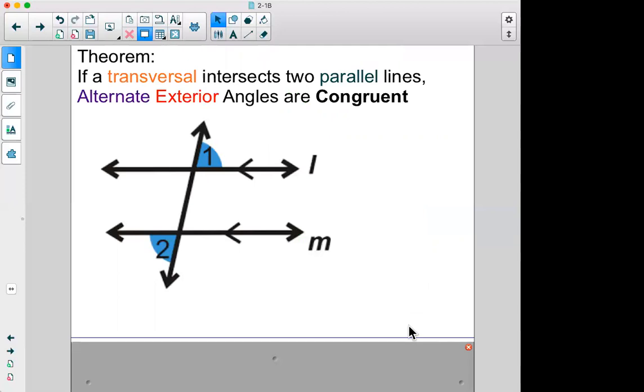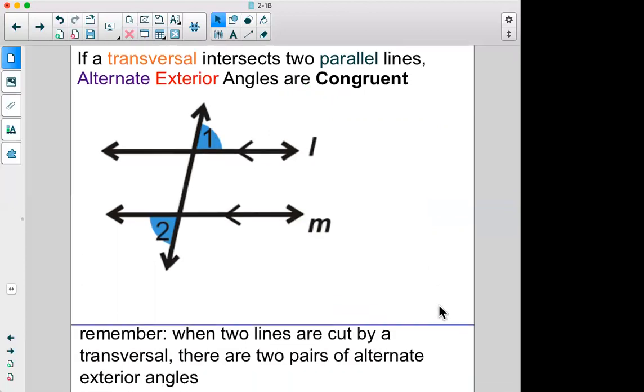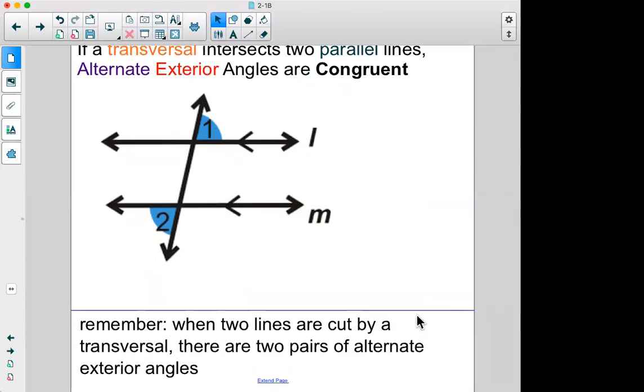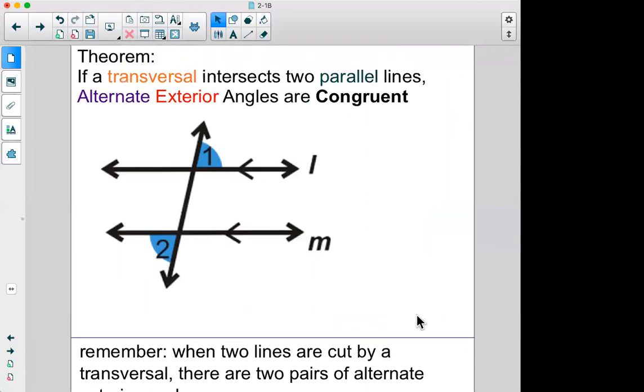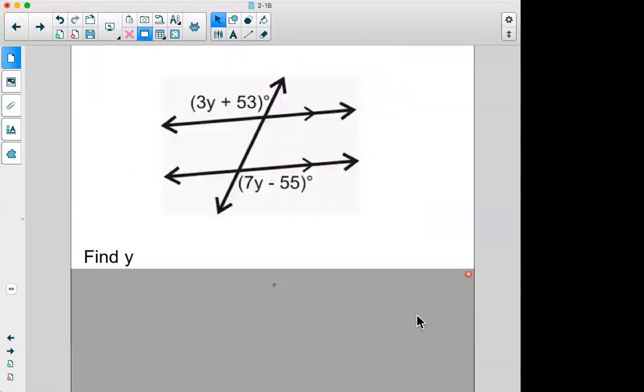Next theorem, if a transversal intersects two parallel lines, alternate exterior angles are also congruent. Exterior, alternate sides of the transversal. Remember, there are going to be two different pairs of alternate exterior angles, and remember, congruency means their measurements will be equal. And again, this is only true if the lines are parallel. So pause the video and solve for y.